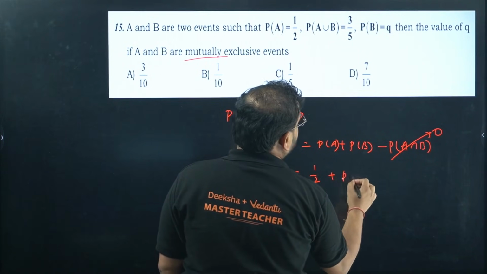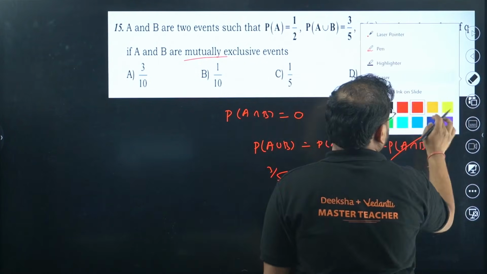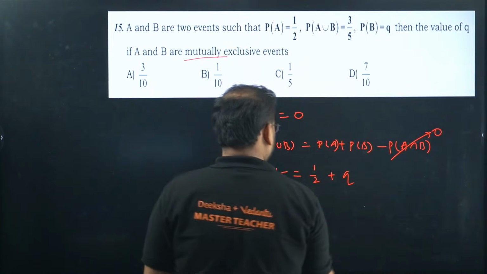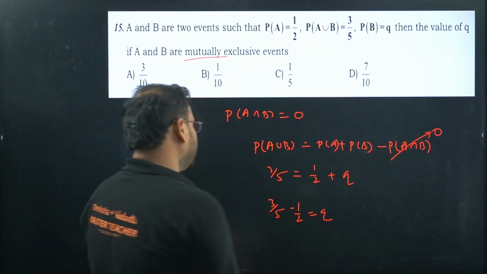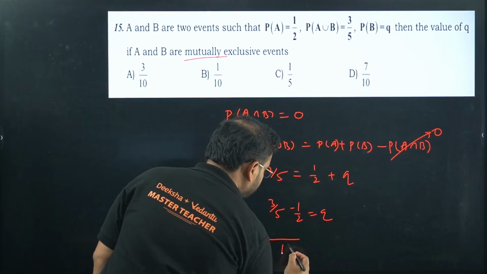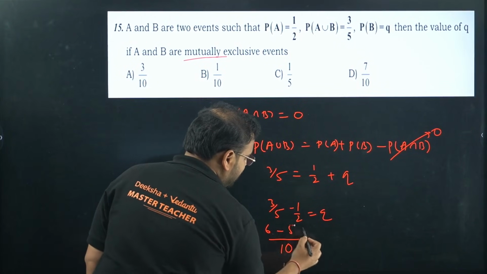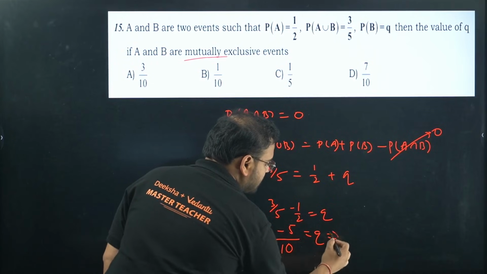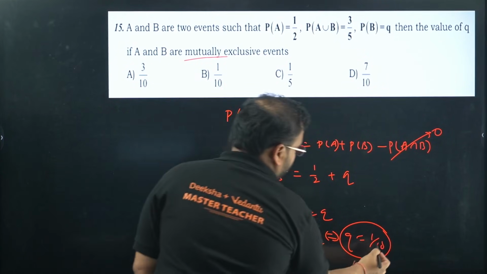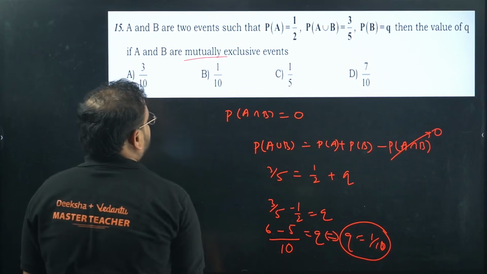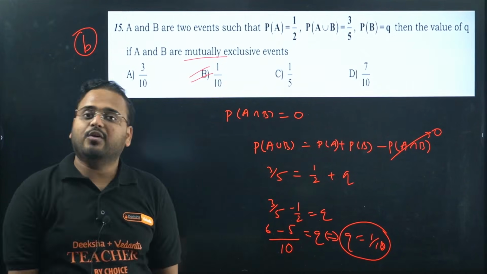This is going to be P(B). This is given as Q actually. I'm looking for the value of Q. 3 by 5 minus 1 by 2 is Q. LCM is 10. 3 2s are 6 minus 2 5s are. So Q is coming as 1 by 10. B. Done. So this is the end of your MCQ section.